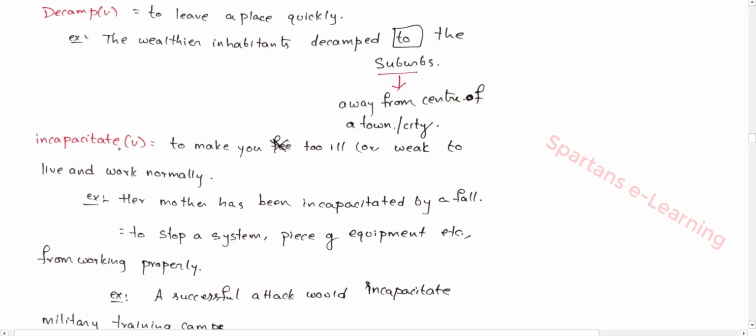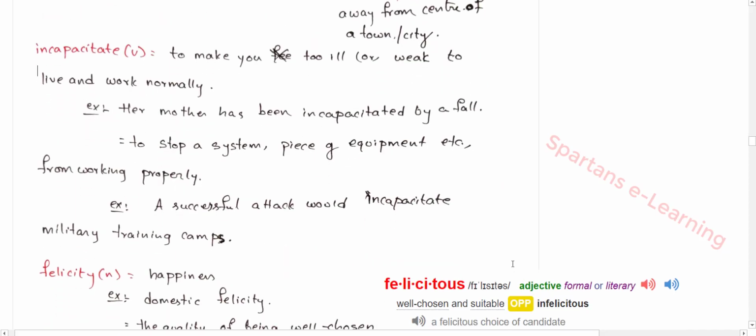Our next word is incapacitate. Incapacitate means to make you feel ill or weak so that you won't be able to work normally. That is incapacitating, right? Example, her mother has been incapacitated by a fall. Another meaning of incapacitate is to stop a system or a piece of equipment from working properly. Example, a successful attack would incapacitate a military training camp. Incapacitate means actually to make you not work as efficiently as you can, right?